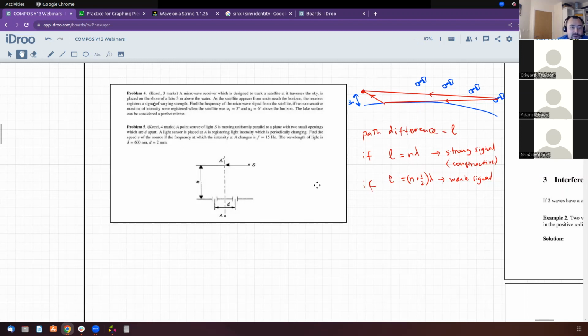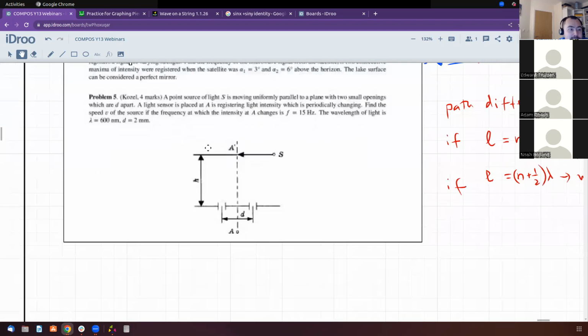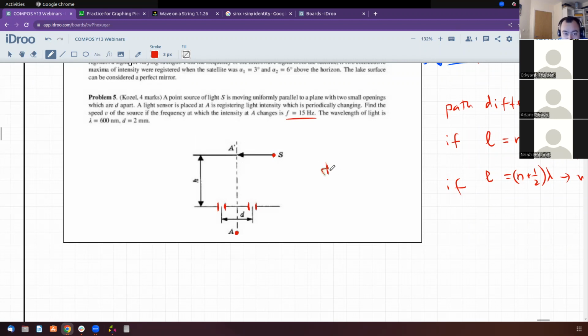Okay, so point source of light. So problem 5. A point source of light is moving uniformly parallel to a plane with 2 small openings. So this is a double slit interference. A light sensor is placed at A, registering the light intensity which is periodically changing. So there's a source of light here. Find the speed of the source if the frequency at which the intensity changes is 15 Hertz. The wavelength of light is given. So here you need the double slit formula.